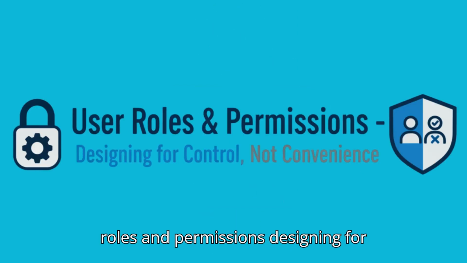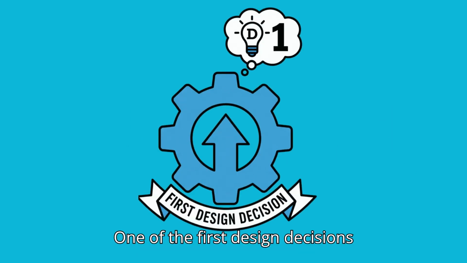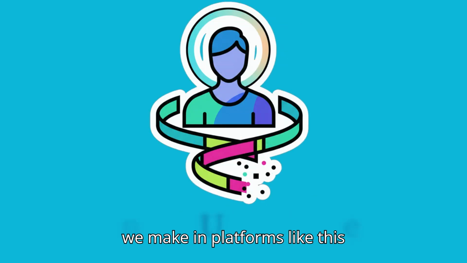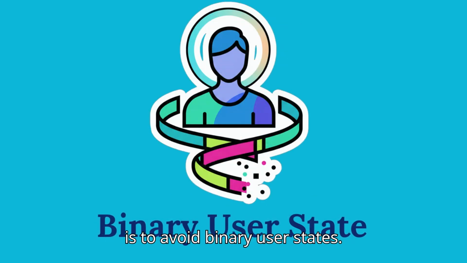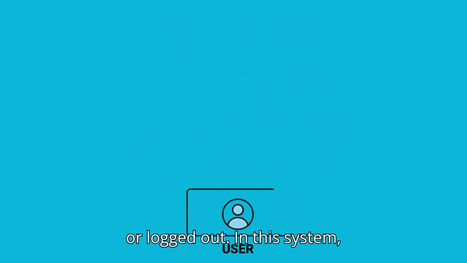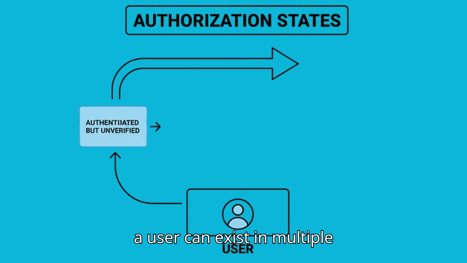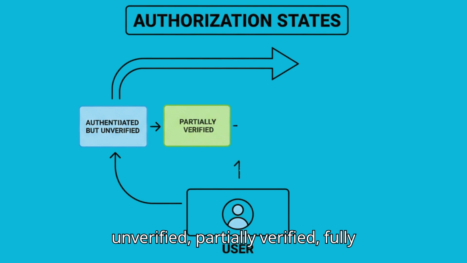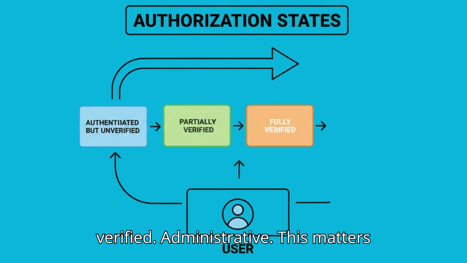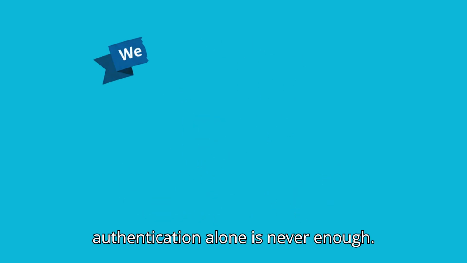User roles and permissions: designing for control, not convenience. One of the first design decisions we make in platforms like this is to avoid binary user states. Users are never just logged in or logged out. In this system, a user can exist in multiple authorization states: authenticated but unverified, partially verified, fully verified, administrative. This matters because in real-world platforms, authentication alone is never enough.